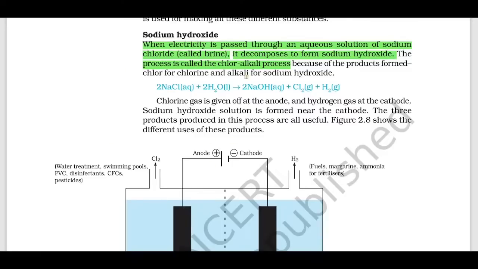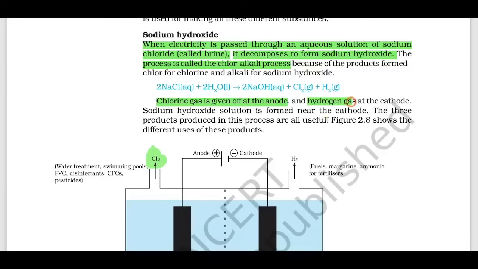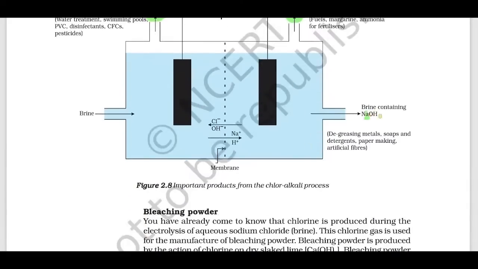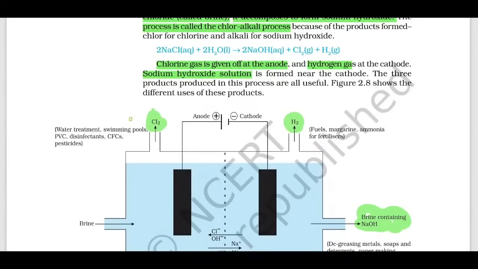This has many uses. Chlorine gas is produced at the anode. Hydrogen gas is produced at the cathode. And sodium hydroxide solution is formed near the cathode. You can see here in the figure. Now we should know the uses of all this. Define the chloralkali process. Write the products formed. Write the uses of each product formed.